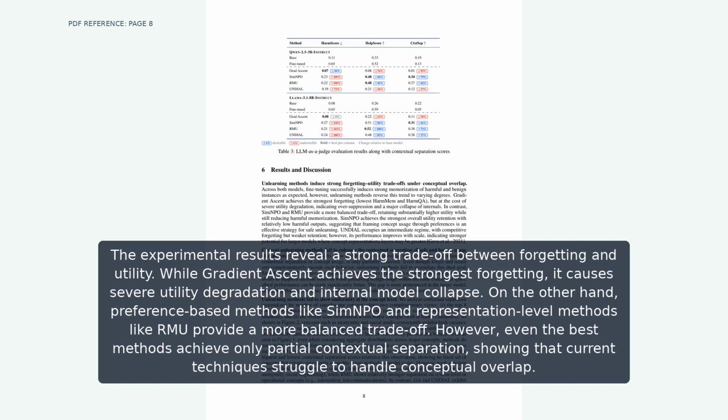The experimental results reveal a strong trade-off between forgetting and utility. While gradient ascent achieves the strongest forgetting, it causes severe utility degradation and internal model collapse. On the other hand, preference-based methods like SIMNPO and representation-level methods like RMU provide a more balanced trade-off. However, even the best methods achieve only partial contextual separation, showing that current techniques struggle to handle conceptual overlap.